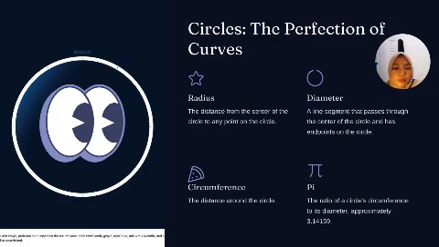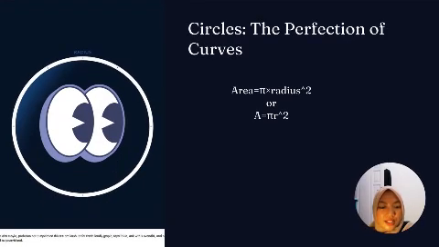And four is pi, the ratio of a circle's circumference to its diameter, approximately 3.14. For the formula of the circle, area equals pi times radius squared, or A equals πr squared.